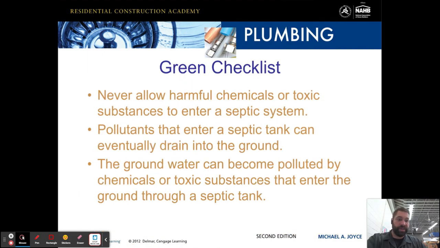And of course, we have the green checklist. Never allow harmful chemicals or toxic substances to enter a septic system. Pollutants that enter a septic tank can eventually drain into the ground. The groundwater can become polluted by chemicals or toxic substances that enter the ground through a septic tank.